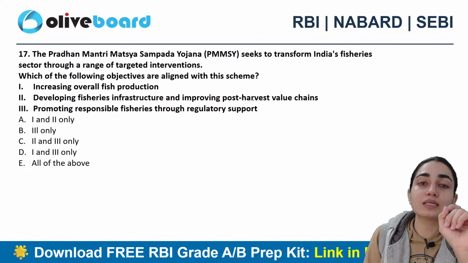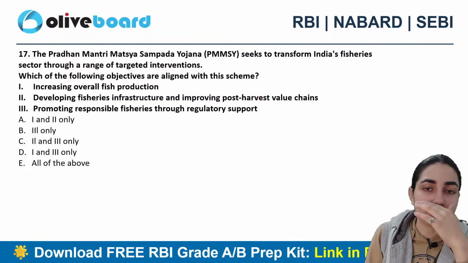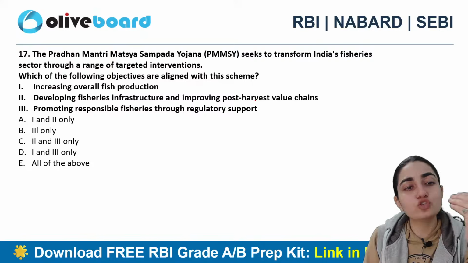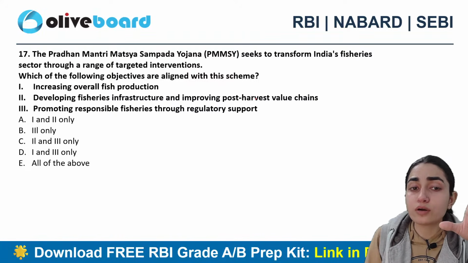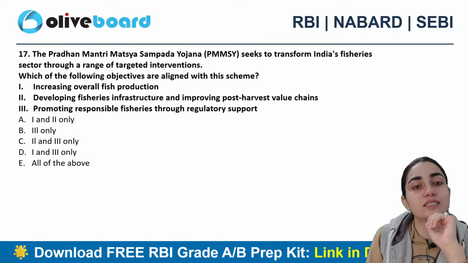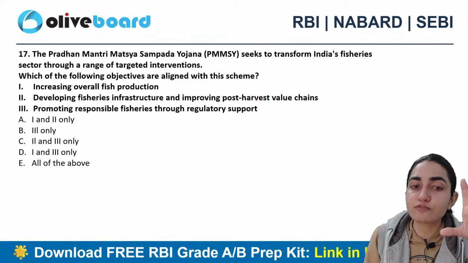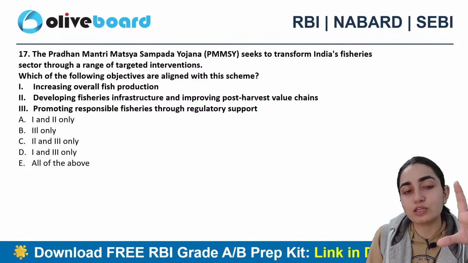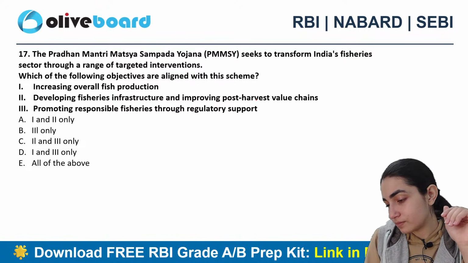Pradhan Mantri Matsya Sampada Yojana, which is all related to allied activities here, the fisheries sector, seeks to transform India's fisheries sector through a range of targeted interventions. Which of the following objectives are aligned with this scheme? Is it increasing overall fish production? Is it developing fisheries infrastructure and improving post-harvest value chains? Is it promoting responsible fisheries through regulatory support?